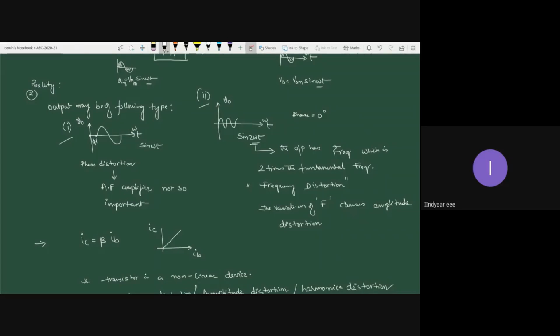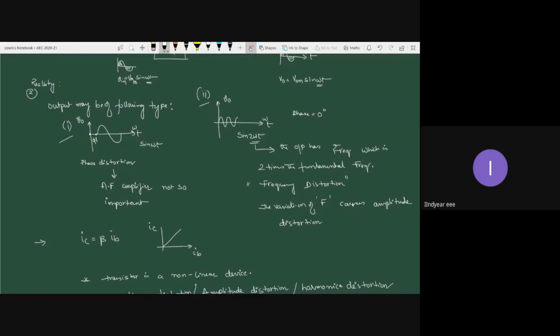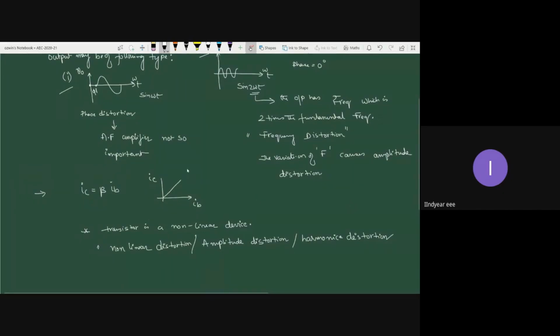Now, what causes the frequency distortion or the amplitude distortion? The nonlinearity of the transistor. In our previous analysis, we had assumed that the transistor is a linear device, that is, IC is proportional to IB. But in reality, the transistor is not a linear device. Instead, the transistor is a non-linear device. So this is IC and this is IB, this is your ideal and this is your practical.